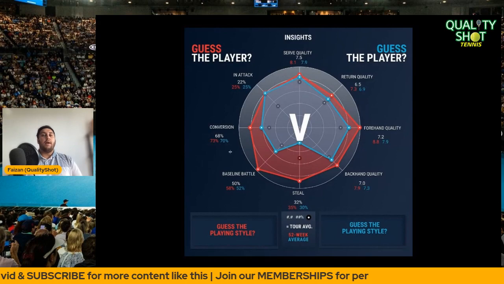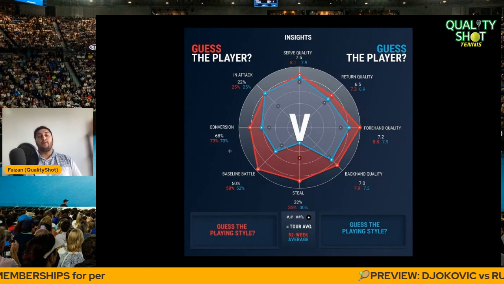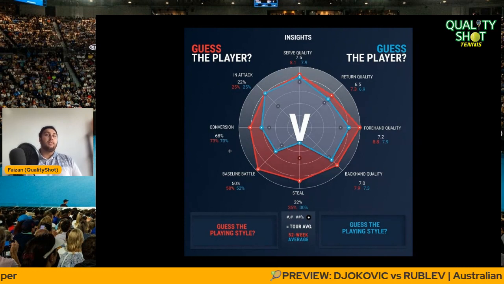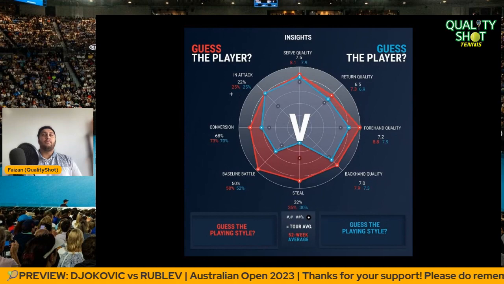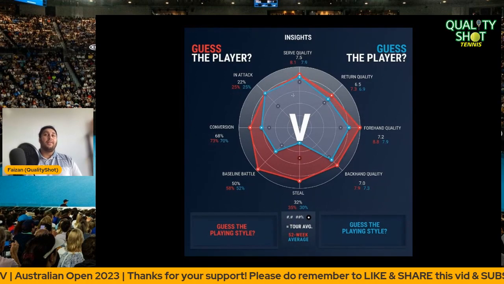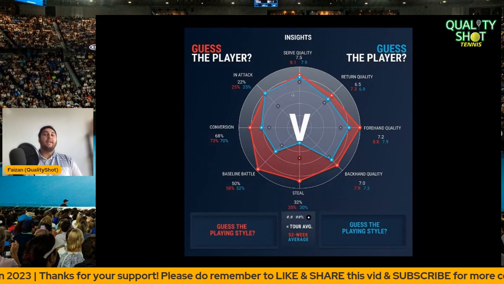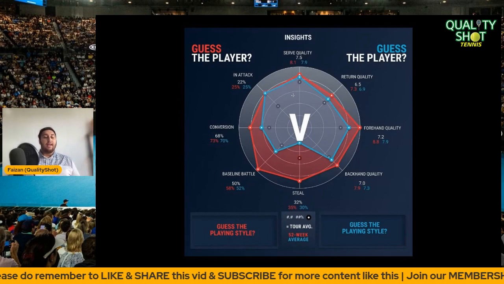In terms of conversion, 68% is the breakpoint average, and 73% is Djokovic's figure, 70% Rublev. In attack, they're actually equal at 25% apiece. The tour average is 22%. And that's where we're at. So that's interesting. Rublev doesn't do anything better than Djokovic. That's what this diagram is telling us.